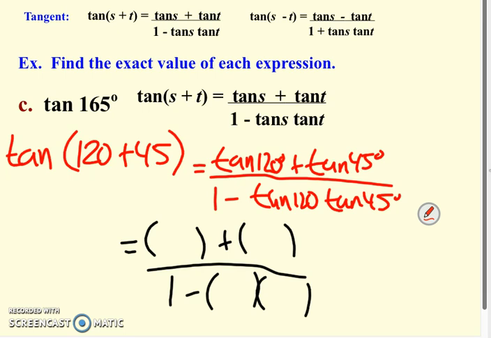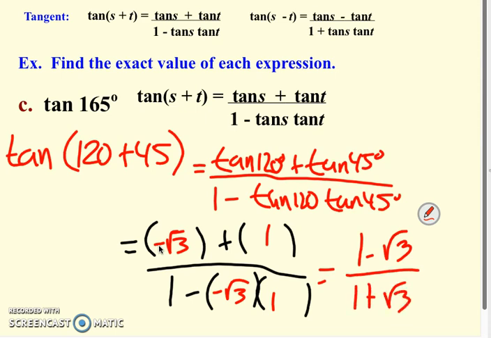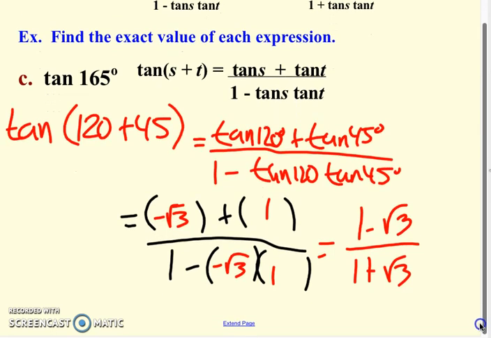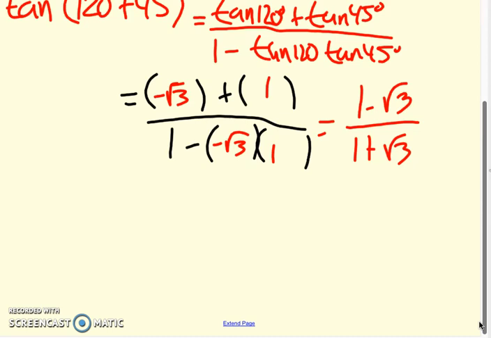Okay, so let's fill in our values: negative root 3, 1, negative root 3, and 1. Now, typically when I'm cleaning these up, I'll write it like this on purpose because, if you think about stuff we've done in the past, this sets it up to rationalize the denominator and has everything nice and neat. That's the one catch with tangents: oftentimes you're going to have to rationalize the denominator. So we're going to go through that, multiply by 1 minus root 3.